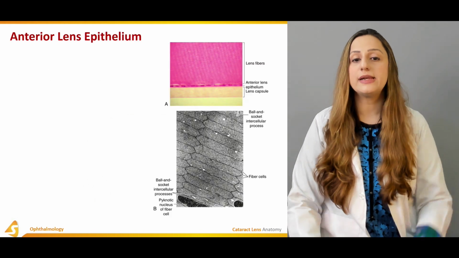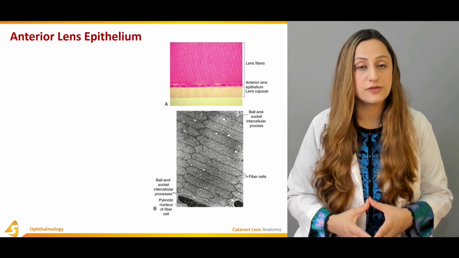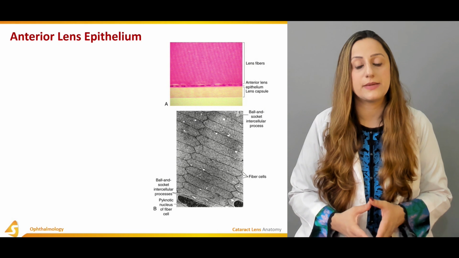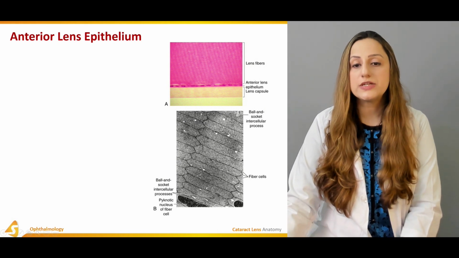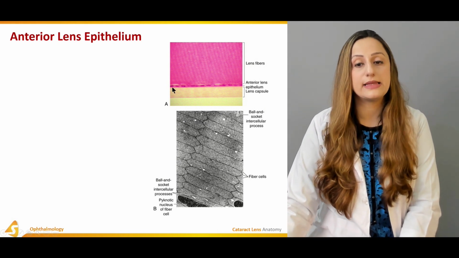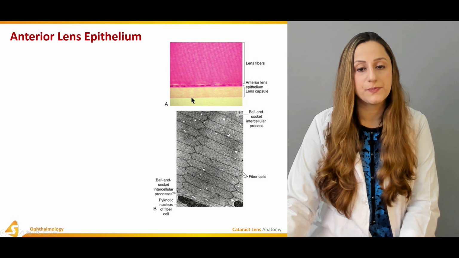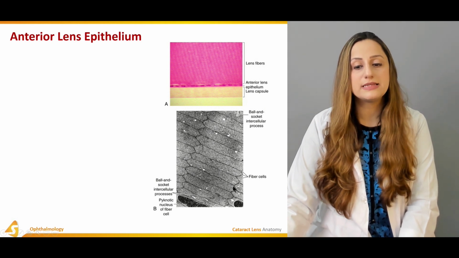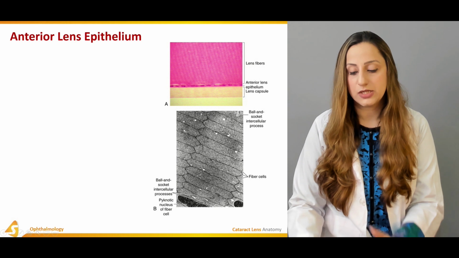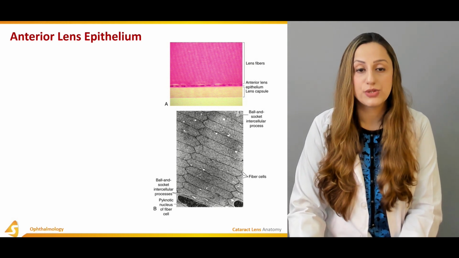So if we look at the histology of the lens epithelium, we would see that the first and foremost layer is of the lens fibers, and then we have the anterior lens epithelium, and finally we have the lens capsule over here. So this is the basic histology that we should know regarding the anterior lens epithelium.